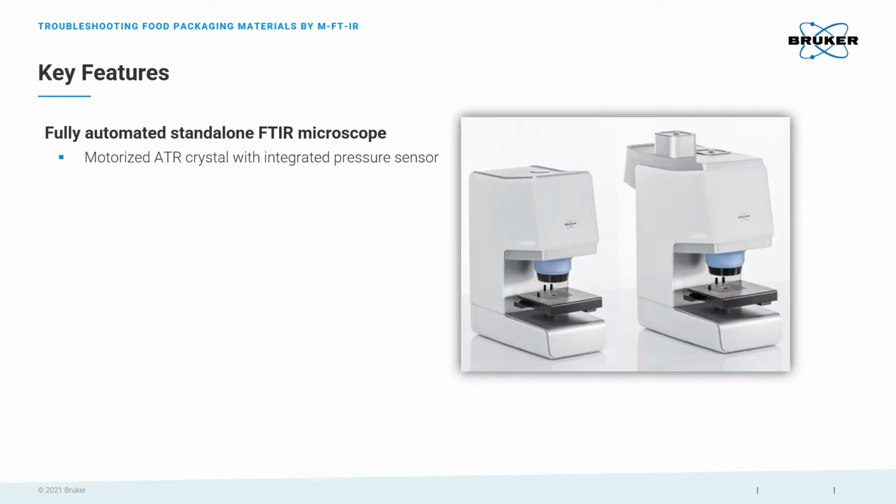The system we want to use here is the FTIR microscope Lumos 2. This system is a fully automated system and really perfect for the use of this kind of food packaging materials. There we also have an ATR crystal with this integrated pressure sensor, which is exactly this tool what I mentioned before that guarantees a perfect contact between the sample and the crystal so that the ATR measurement could be realized.